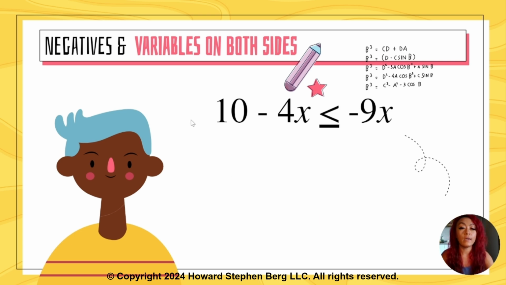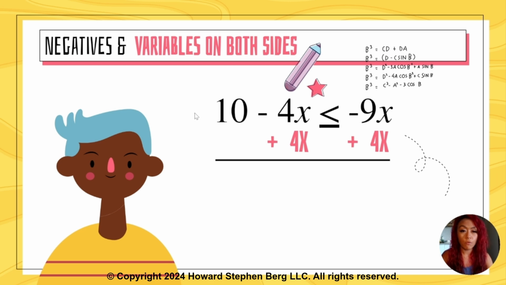Now let's take a look at an inequality. 10 minus 4x is less than or equal to negative 9x. Very similar to the equation that we just solved. Again, we have variables on both sides of the inequality symbol, so we'll collect the variables on one side by adding 4x to both sides. Minus 4x and plus 4x cancel out, and we get 10 is less than or equal to negative 5x.